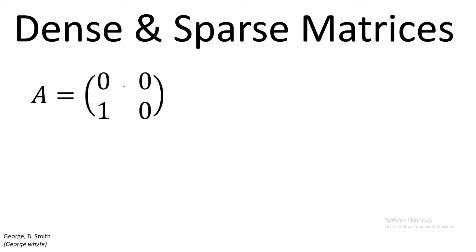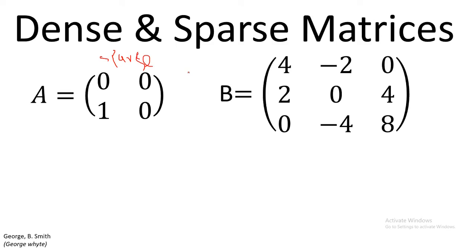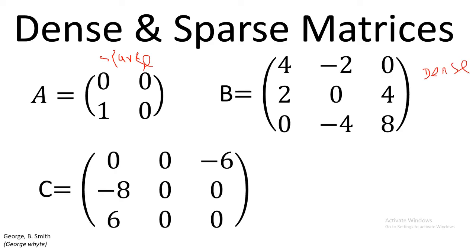Now this matrix I have here, you can see it has more zeros compared to ones. So these are an example of a sparse matrix. This other example I have here is having more non-zero values than zero values. So these are an example of a dense matrix. We have another one. This is going to be an example of a sparse matrix because it has more zeros compared to non-zero values. So this is an example of a sparse matrix.